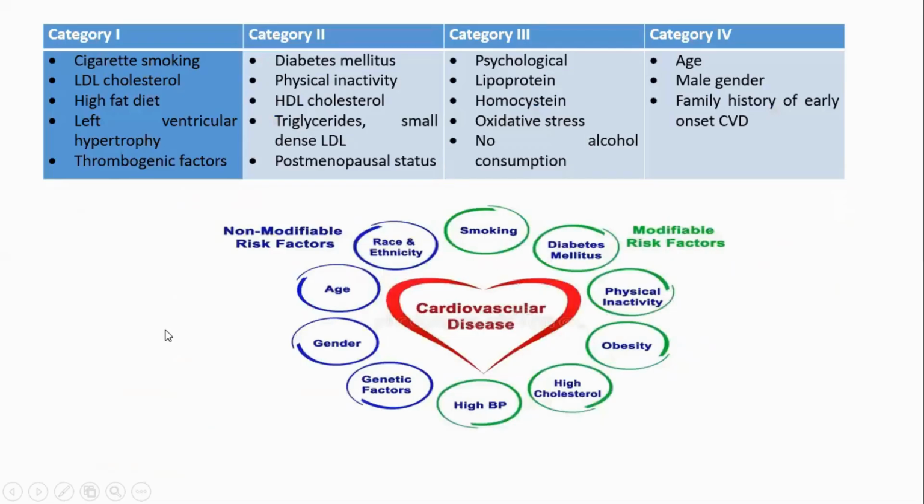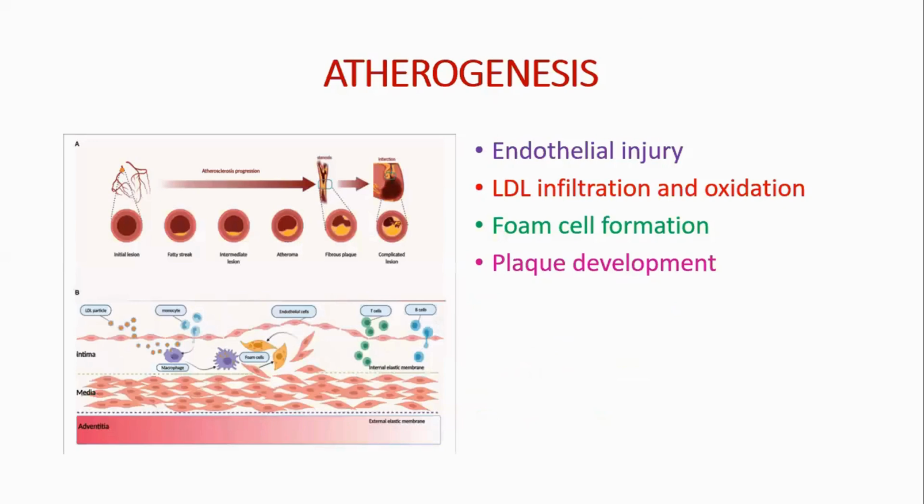Category 1 and Category 2 include modifiable risk factors where lifestyle changes and medical intervention can reduce disease risk. Category 3 risk factors are also potentially modifiable, but strong evidence is still lacking regarding the benefit of intervention. Category 4 includes non-modifiable risk factors such as age, gender, and genetic predisposition, which cannot be changed. From a nutrition and nursing perspective, management mainly focuses on category 1 and category 2 risk factors.